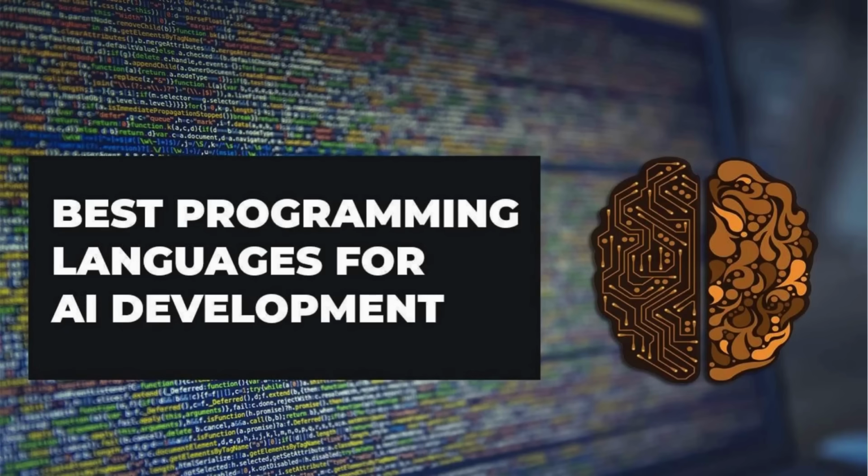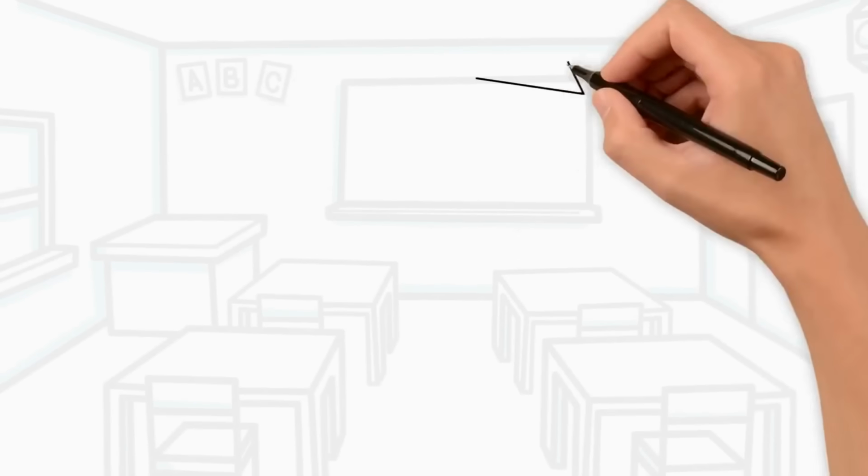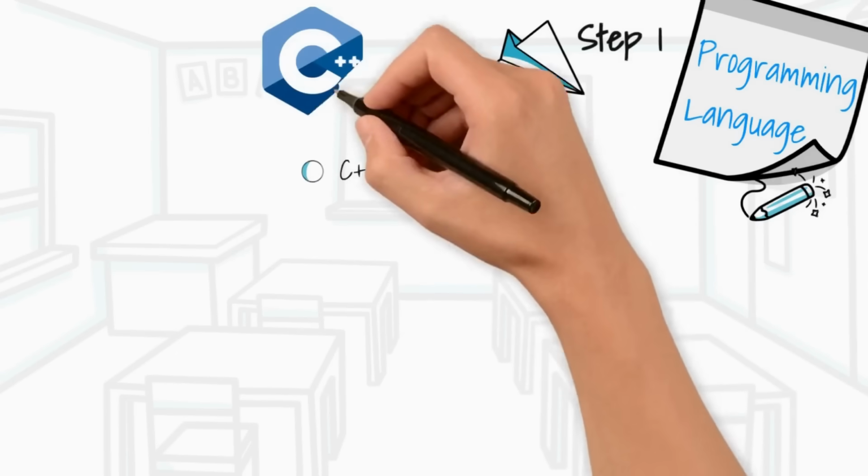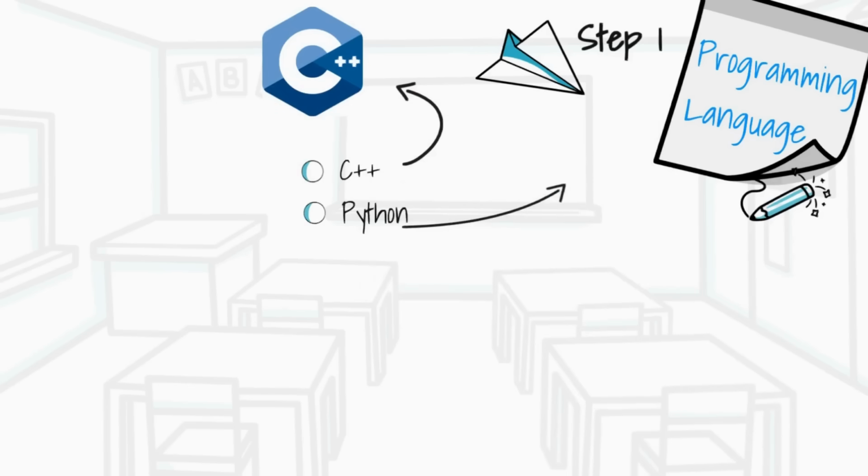Artificial intelligence, AI, is a rapidly evolving field, and choosing the right programming language to learn it can be challenging. Here are the top 6 programming languages for learning AI. Choosing the right language depends on your specific goals and learning preferences. Python offers a great starting point for beginners, while C++ provides high performance for advanced tasks.